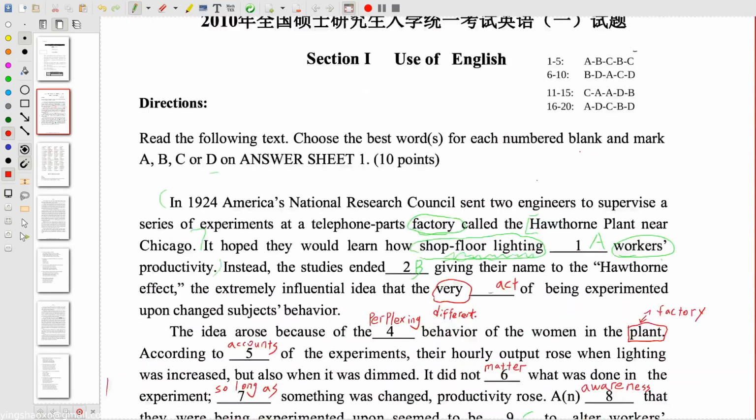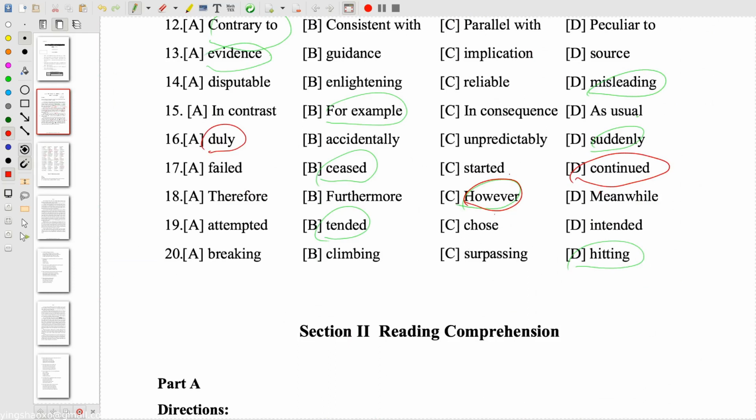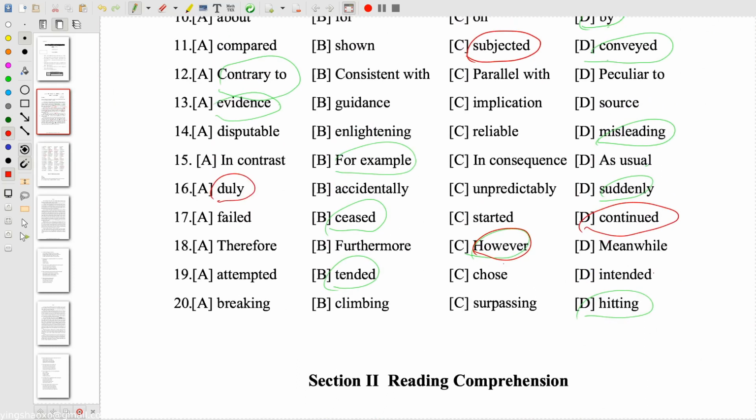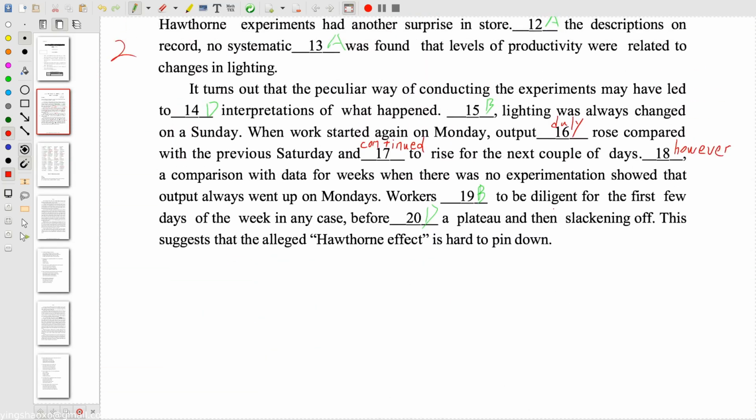The 21 should be D. We are still correct. Workers tended to be diligent for the first few days of the week in any case, before hitting a plateau and then slacking off. This suggests that the alleged effect is hard to pin down, hard to prove to be true. I may have to have a look at this word and read it correctly.